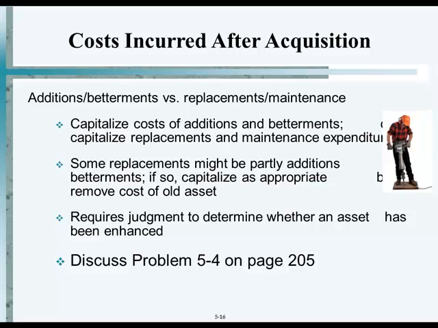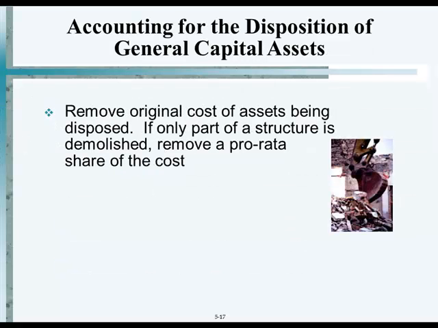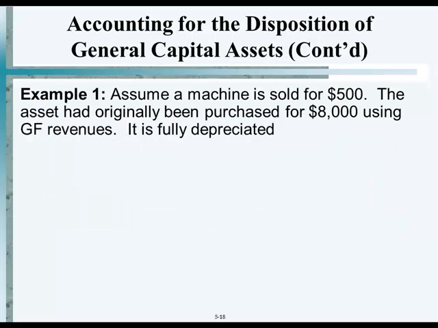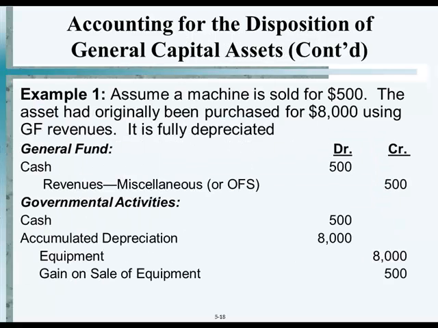And it's interesting. It says it requires judgment to determine whether an asset has been enhanced or not. Okay. And this is not really a major area. I consider it to be quite minor, but sometimes you might get rid of an asset, and when you get rid of an asset, you need to remove that from your books. Okay, and this is what we are seeing here. As I said, it's not really material.